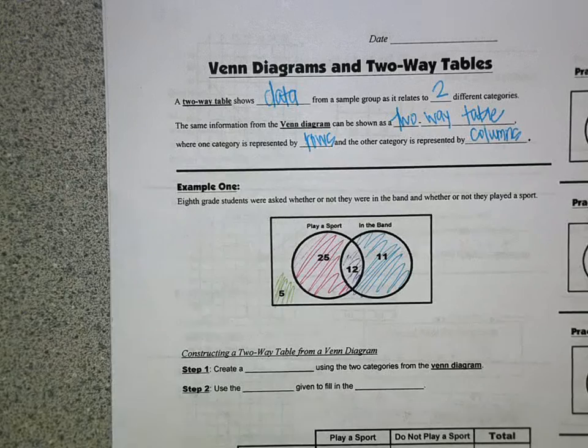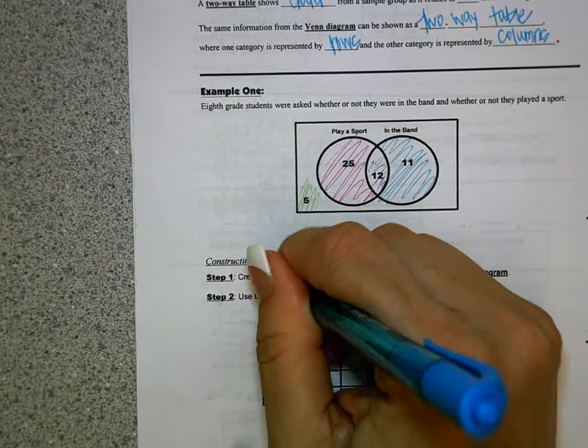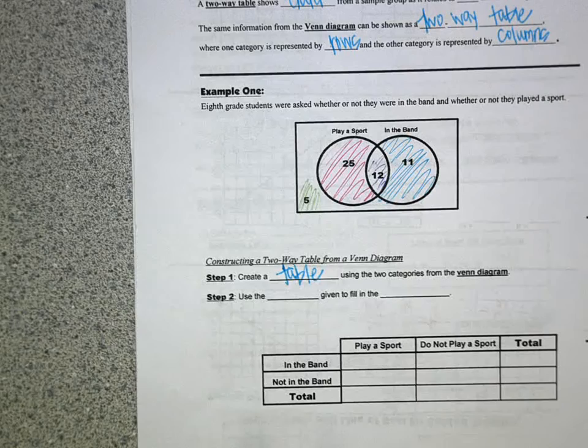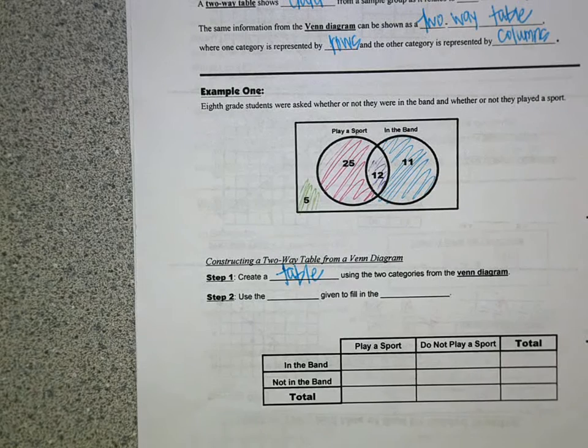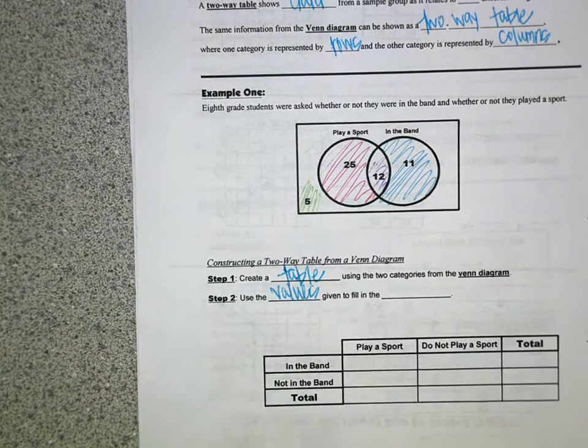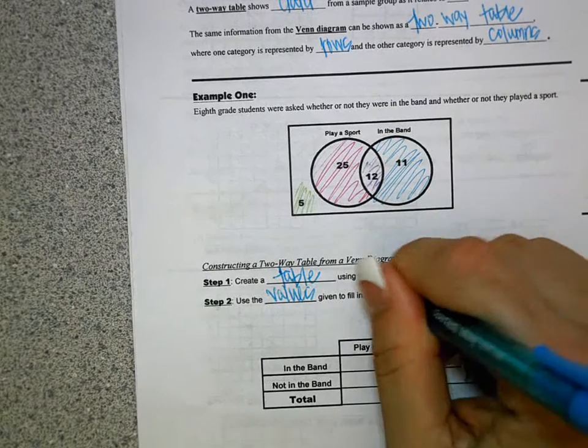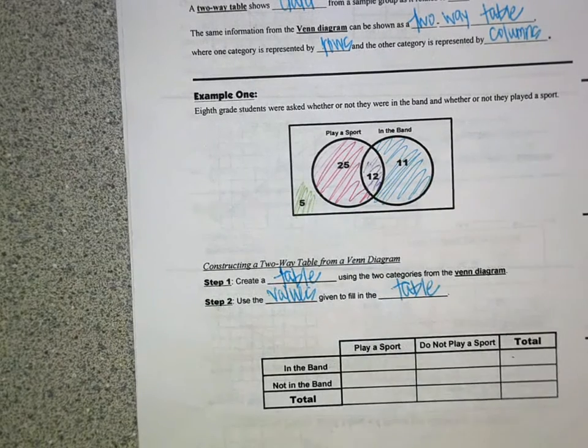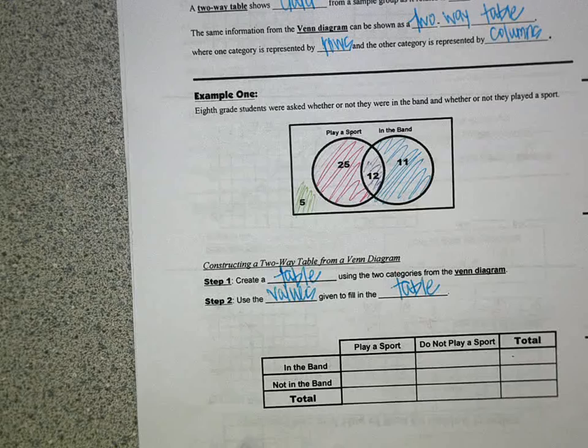So, first thing we're going to do is create a table using the two categories from the Venn diagram. We are going to use the values given to fill in the table.